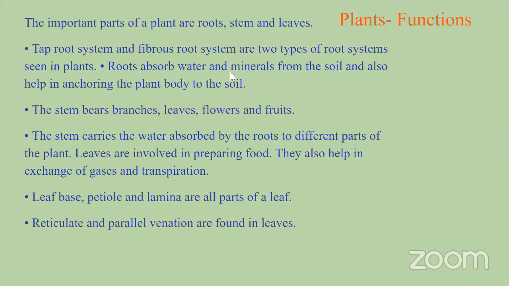Leaves are involved in preparing food. They also help in exchange of gases and transpiration. Right? Leaf base, petiole, lamina, midrib are all parts of a leaf. Reticulate and parallel venation are found in leaves. This is about today's class, particularly the plant parts of a leaf.